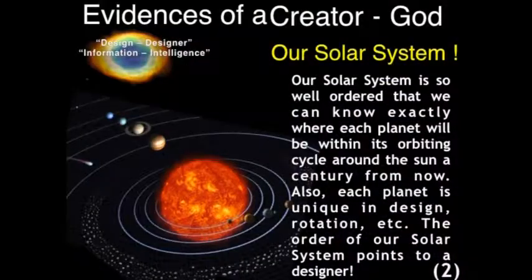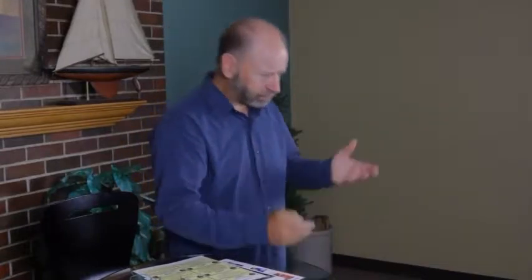Now, the next one, as we start to move a little bit smaller, is the solar system, our own solar system. Now, it's so ordered that if we wanted to, we could say, we know exactly where each planet will be in its orbit around the sun 100 years from now on this date at this moment, because it's perfectly ordered. Also, we see the different planets are made of different materials. They rotate in various different directions. None of it looks like the result of a random explosion, but rather it looks ordered and designed.